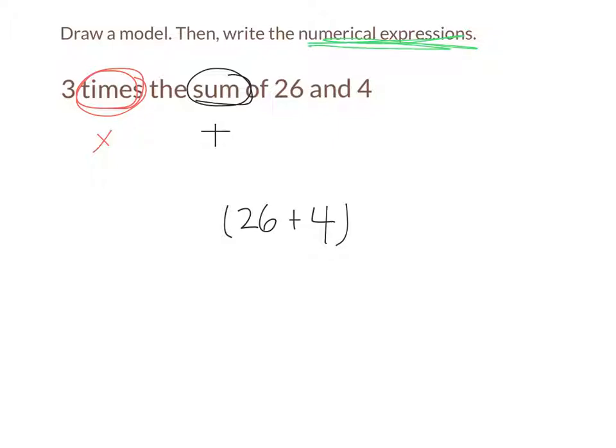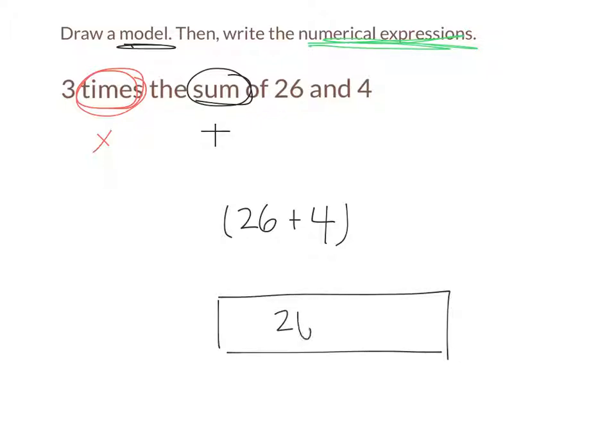What does that look like in terms of a model? Because it says we need to draw a model. Well, I could have a bar here and show that this is 26 plus 4. I could even have part of it be 26 and part of it be 4. Does that make sense? Yeah.